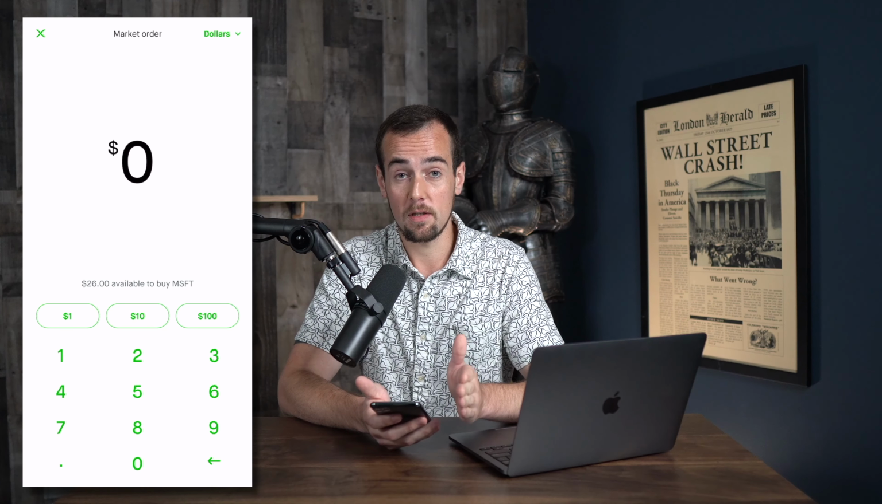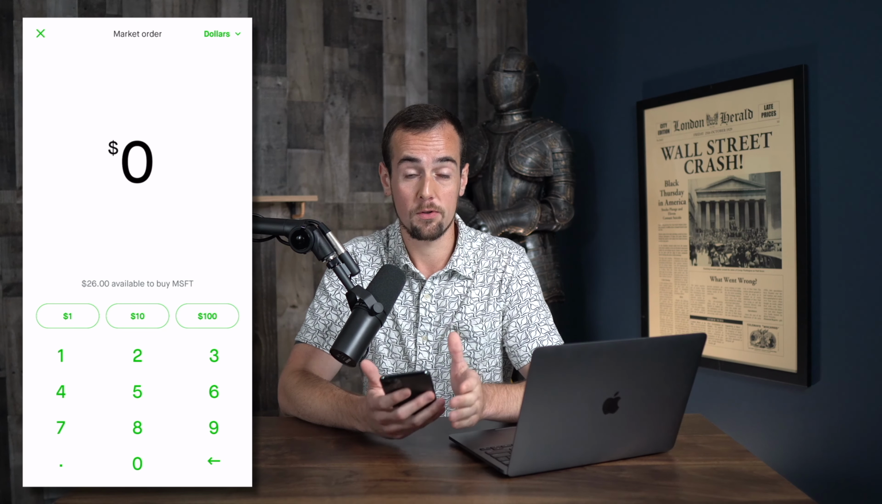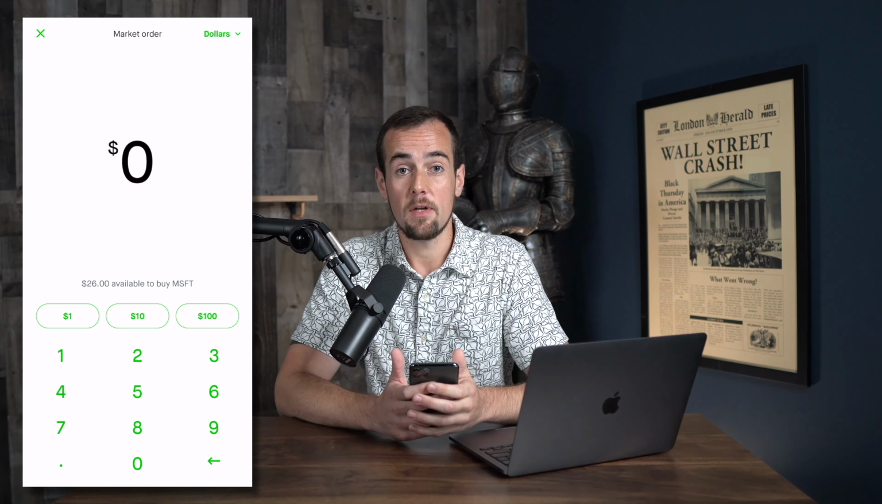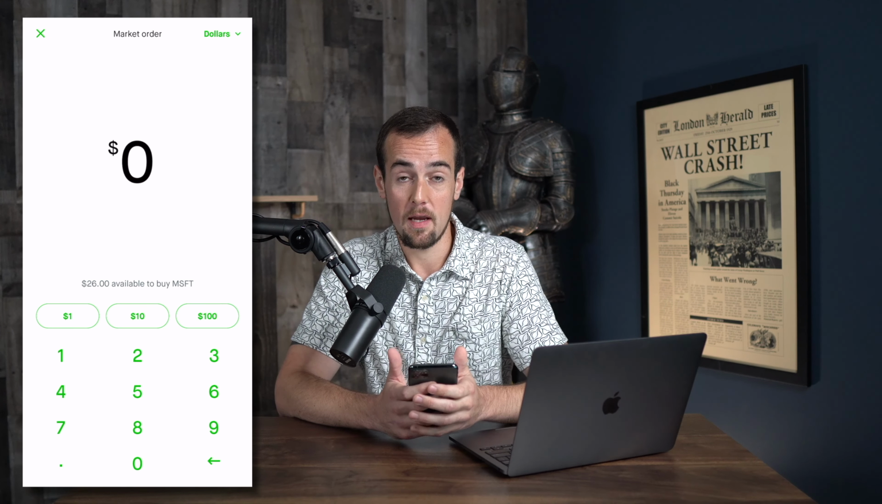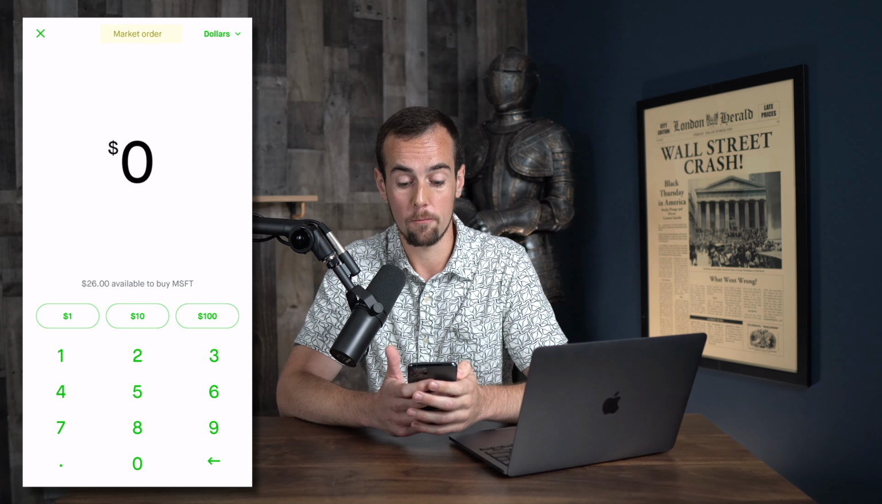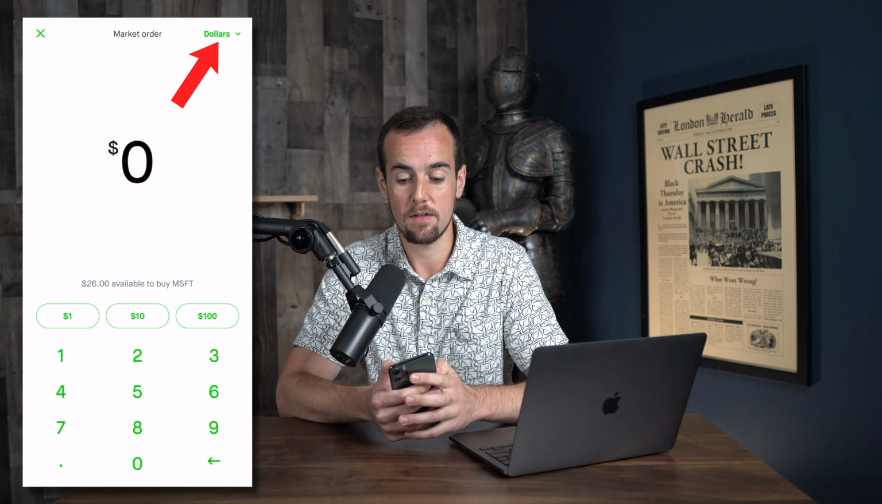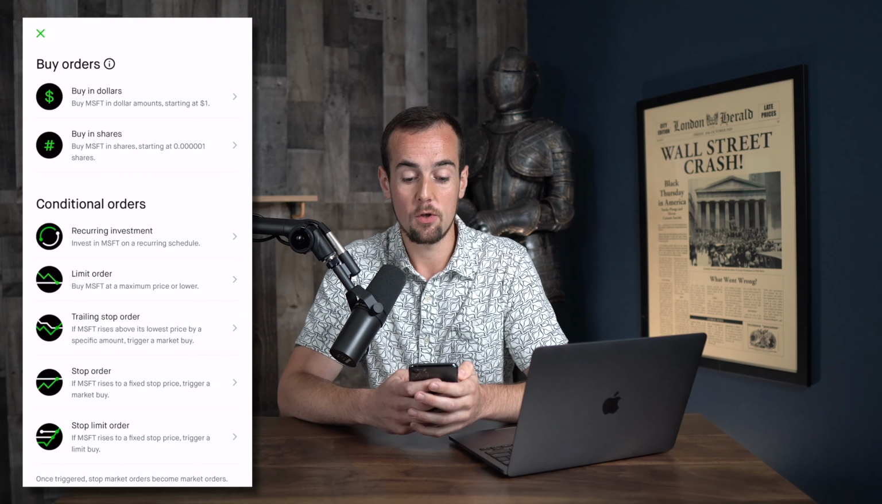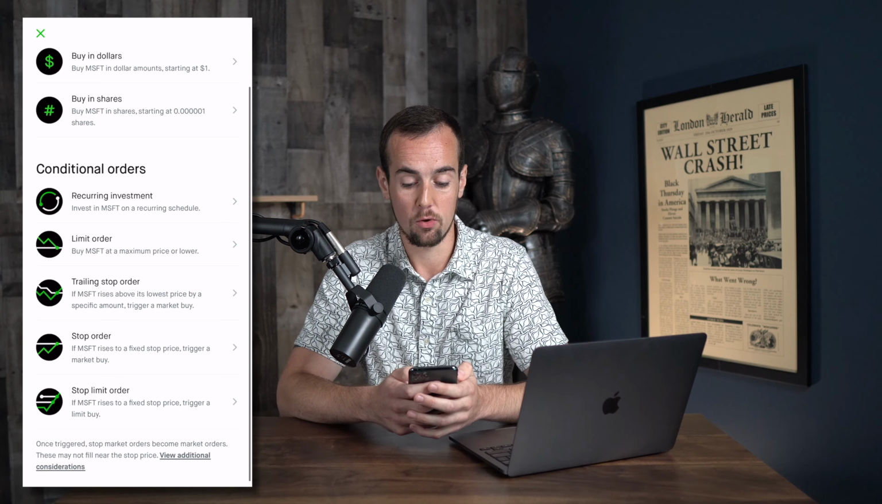But before I actually invest, I want to show you the different order types available through Robinhood. Each one of these order types works differently, and this impacts the buying and selling of stocks. By default, as you can see at the top, it's a market order, but if you want to change this, you'll click in the top right where it shows dollars, and you can see the different types of conditional orders listed below.